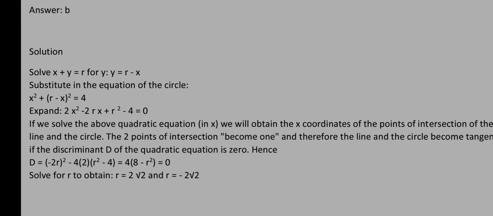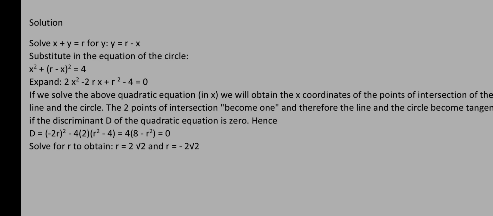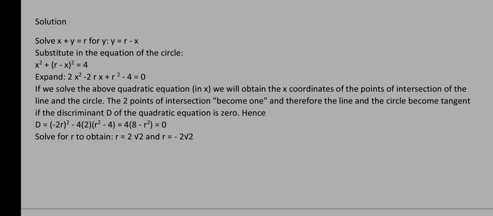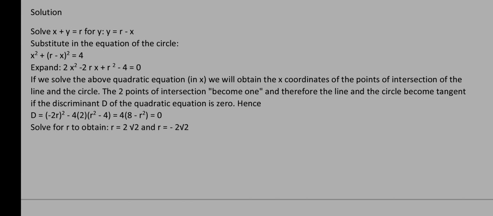Ngayon, paano siya sinolve? Ito ang solution. Solve x plus y is equals to r. For y, yung y mo daw is r minus x. Substitute in the equation of the circle. Equation ng unit circle natin, x squared plus (r minus x) squared is equals to 4. Expand, syempre, 2x squared minus 2rx plus r squared minus 4 is equal to 0.